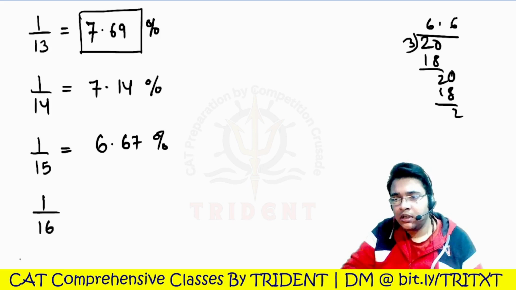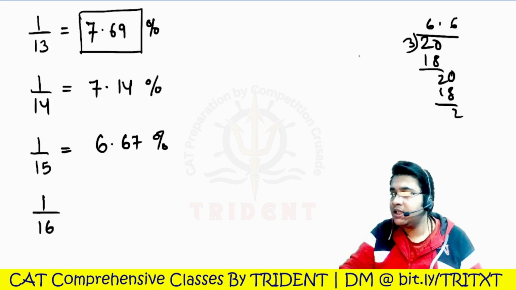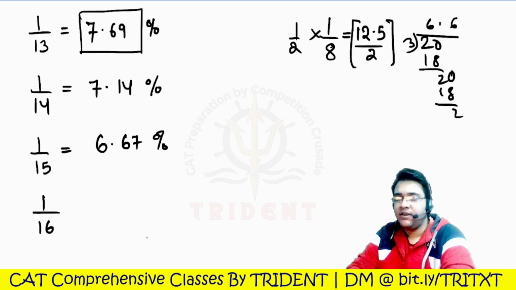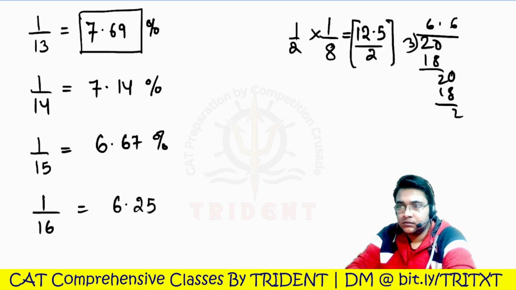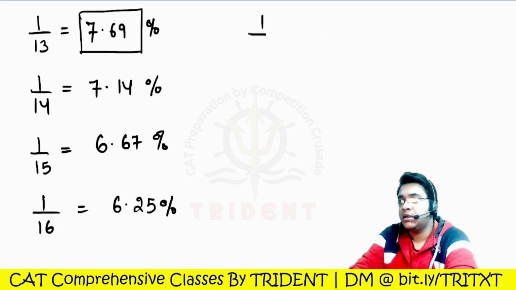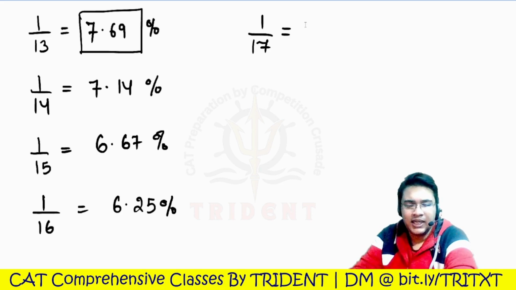Then 1 upon 16. 1 upon 16 can be written as 1 upon 8. Whatever the value is, that is 12.5. If I multiply a half there, I'll need to calculate the half over here. So 6.25%. Okay. Upon 17, that is going to be a prime number. So 1 upon 17, if you don't remember, it's completely fine. If you do remember, also 5.88 or something of that sort.